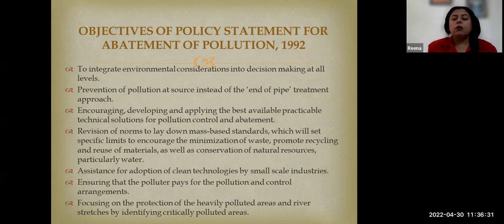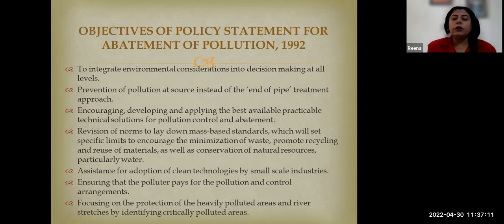If you see EPA, Environment Protection Agency of US, and the kind of documentation they have for each kind of sector and environmental aspect, then you will be surprised that our abatement of pollution statement came in 1992, and there it was already into picture even before 1972. Okay, so that's why we are still lagging. And there is a Kuznets curve. I'll be discussing that in further presentations after this unit.